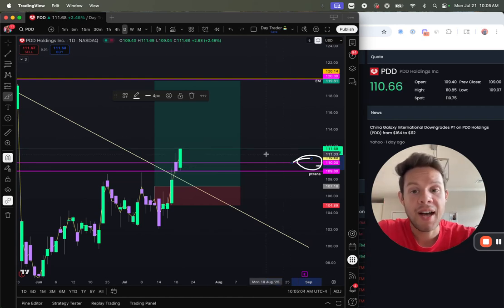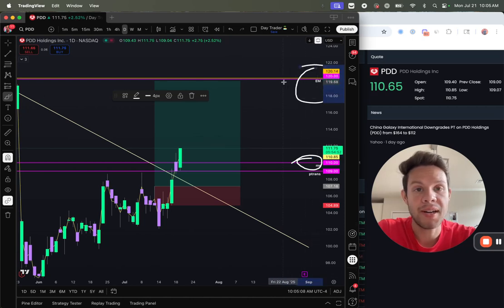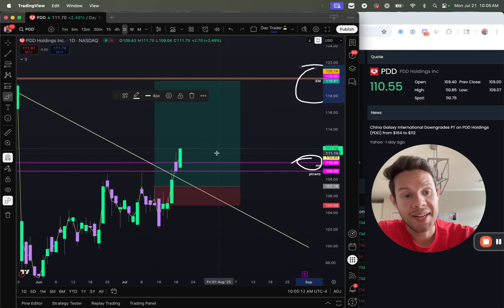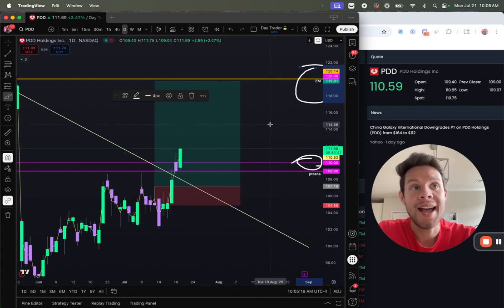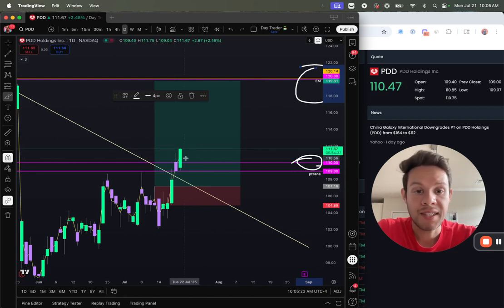The next area I want to hit is 120, which is where my expected target is by the end of the month. That's why I said this trade is going to take about two to 4 weeks to play out, and that's why I got October calls. Okay, so the contracts are sitting at 28% right now as we speak. And so that's pretty much it.